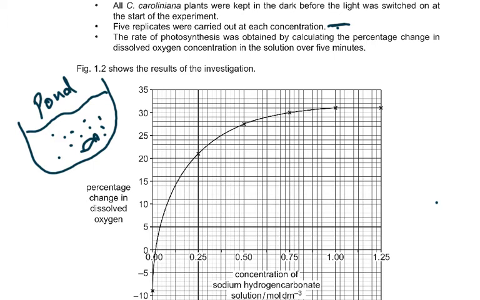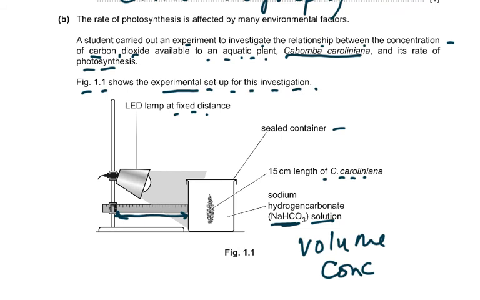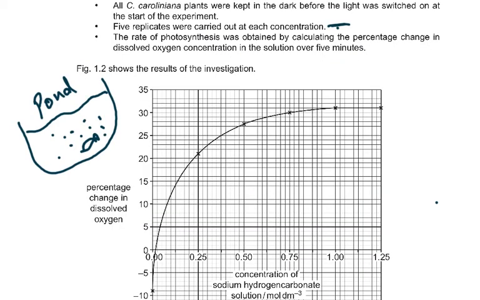The rate of photosynthesis was obtained by calculating the percentage change in dissolved oxygen concentration in the solution over 5 minutes. Let's look at the solution again. So there is a solution here inside it. And so what were we measuring? We were measuring the percentage change in dissolved oxygen concentration in the solution over 5 minutes, because as the plant was photosynthesizing, it was producing oxygen. So the oxygen concentration would change over 5 minutes.